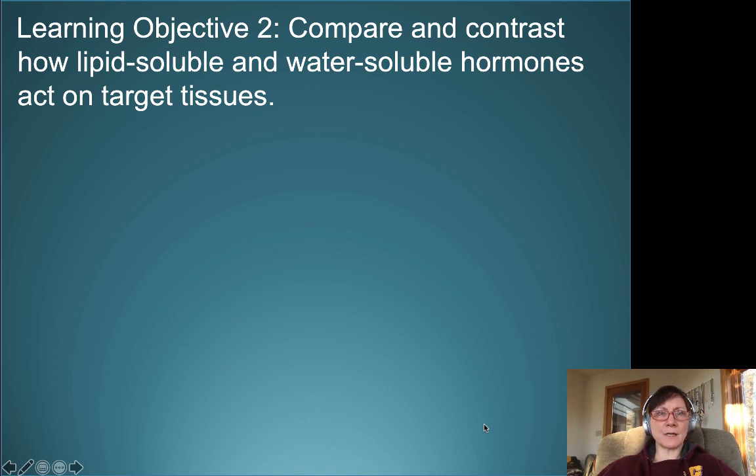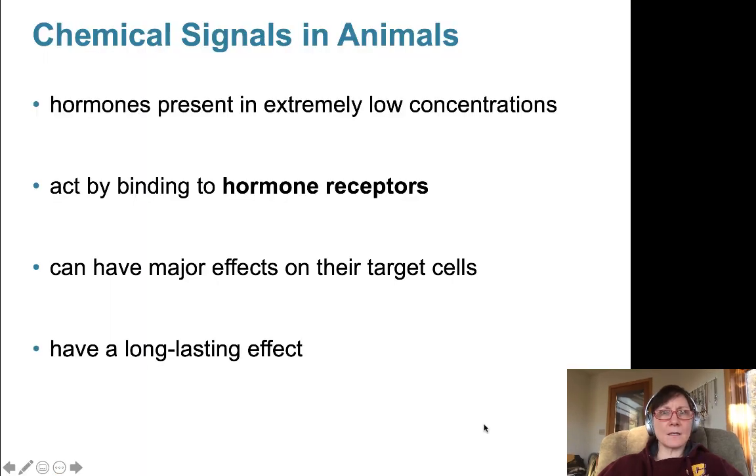Compare and contrast how lipid-soluble and water-soluble hormones act on target tissues. So you'll remember that we finished up starting to talk about neurotransmitters last time. So when we talk about chemical signals in animals, there are of course several different kinds of signals, but specifically when we're talking about hormones, these are chemicals that could be present in extremely low concentrations, but those concentrations are incredibly powerful. So they can have a really strong effect even in low concentrations.